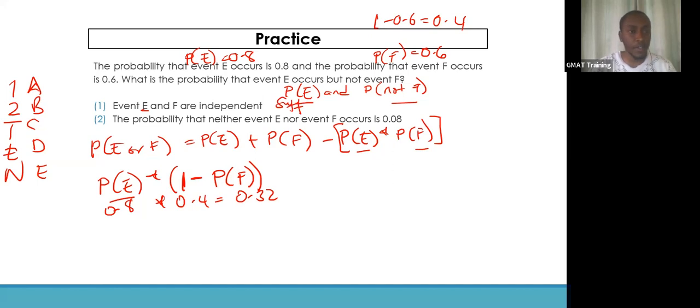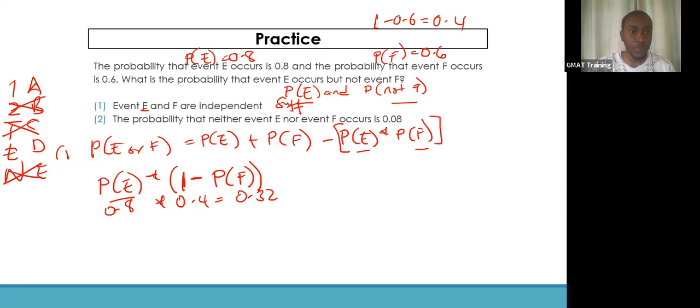Since it's sufficient, then A can stand, but B cannot stand, since it states that 1 is not sufficient. Then you don't have to combine the statements. You've already found that statement 1 is sufficient, so C is out and E is also out. So you have to prove whether it's A or D in this case.